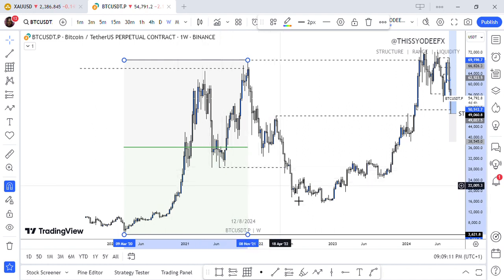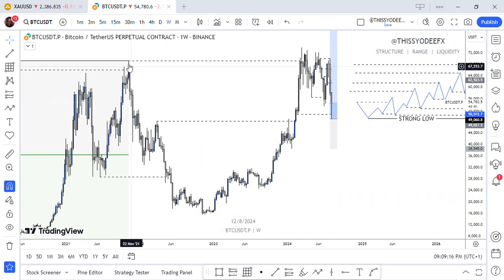Now price came, swept the liquidity and gave us another internal and took out another internal range, making this our new strong low.